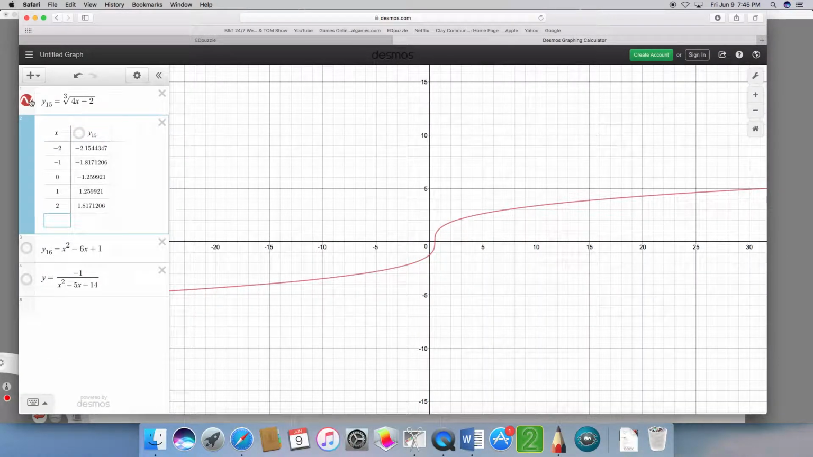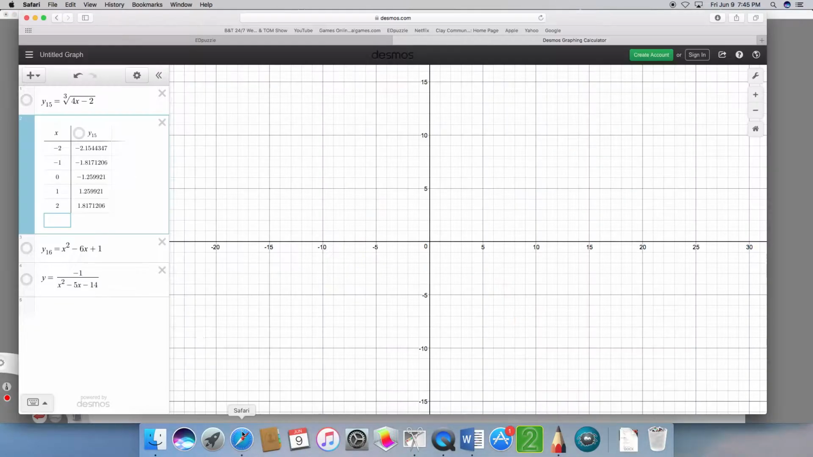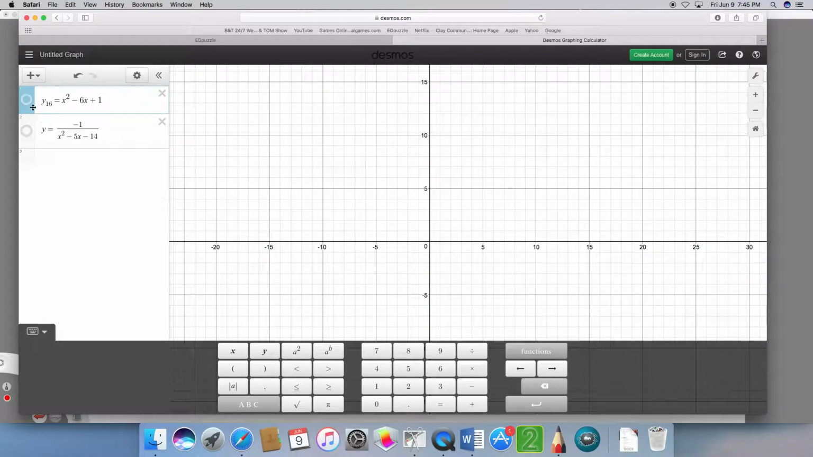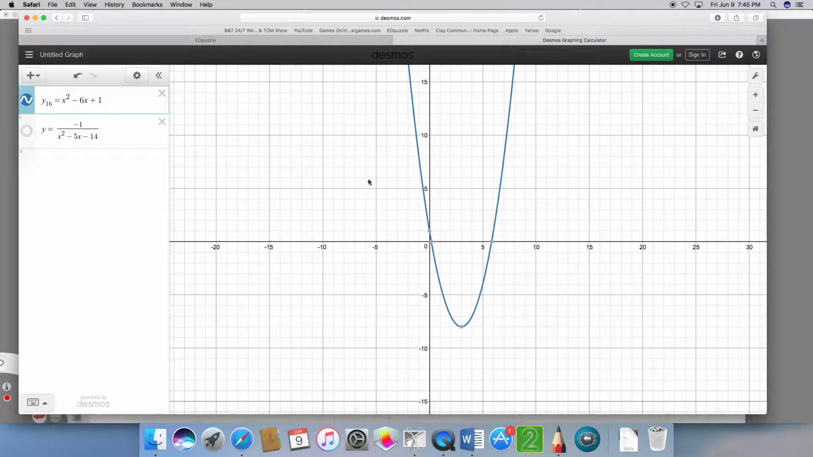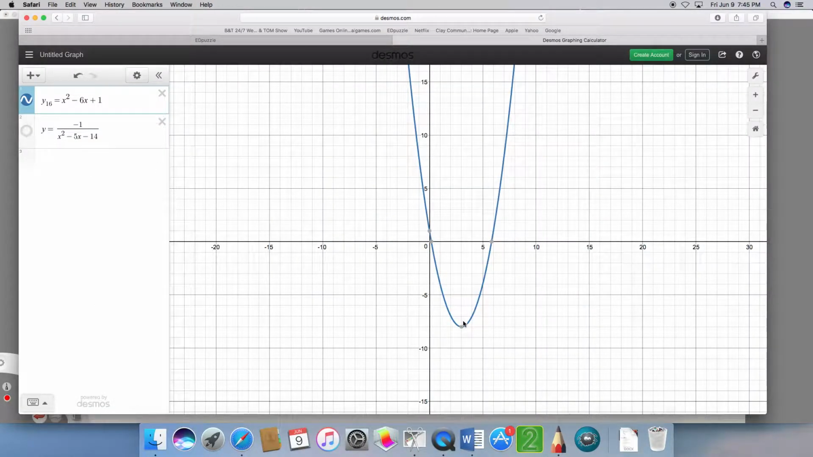Now, what about this parabola? We know that the graph of this is going to be a parabola that opens upward. And we used negative b over 2a to determine that the vertex was 3 comma negative 8. So if you take your mouse and hover it over that vertex, you can see that the coordinates of that point show up, and it's 3 comma negative 8.